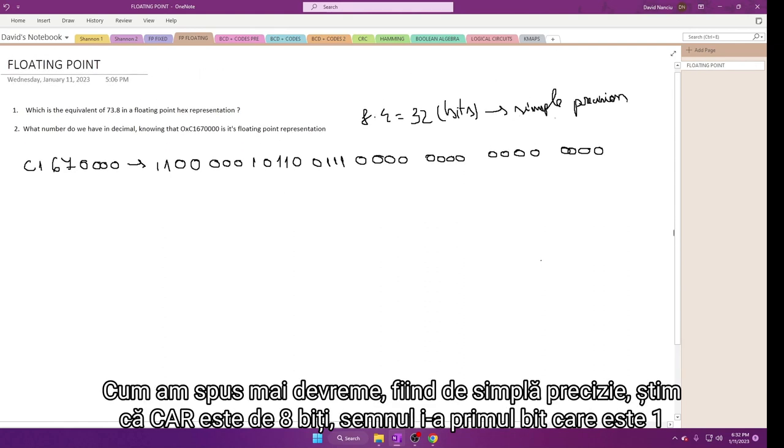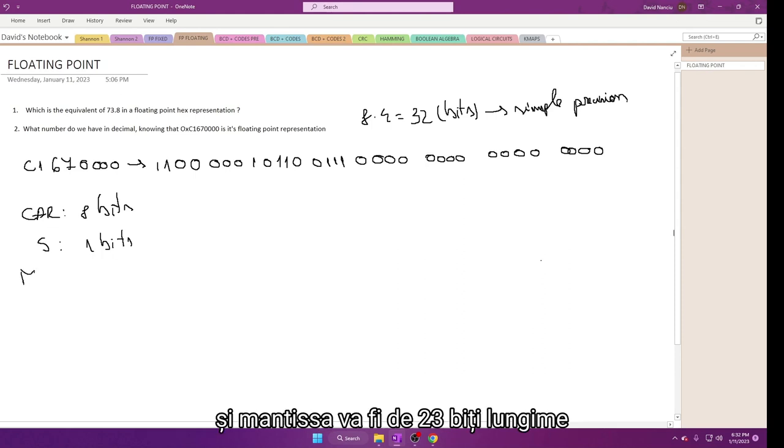Like we said before, being a single precision, we know that the exponent is 8 bits long. The sign will take 1 bit from the 32 possible, and the mantissa will be basically 32 minus 8 minus 1, which is 23 bits long.